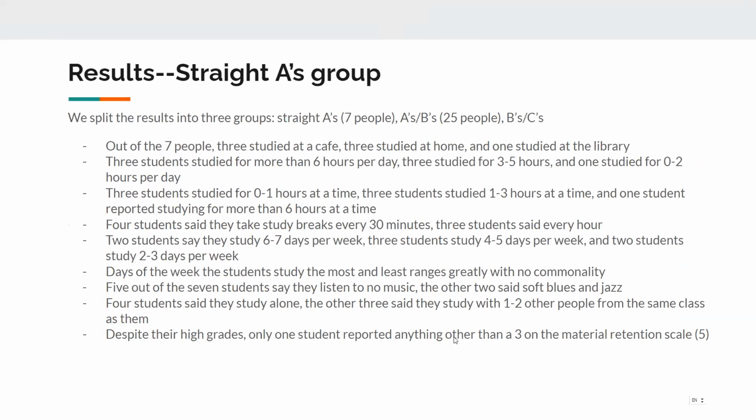Okay. On the material retention scale, one of the questions was, how well do you remember the material that you study on a scale from 1 to 5? 1 being that you don't remember the material that you study, and 5 being that you remember the material that you study very well. So most people reported a 3, which is average. They remember some stuff, but they don't remember some stuff. So it's not that they remember a lot of what they study. Does that make sense? Yep. Thank you so much.